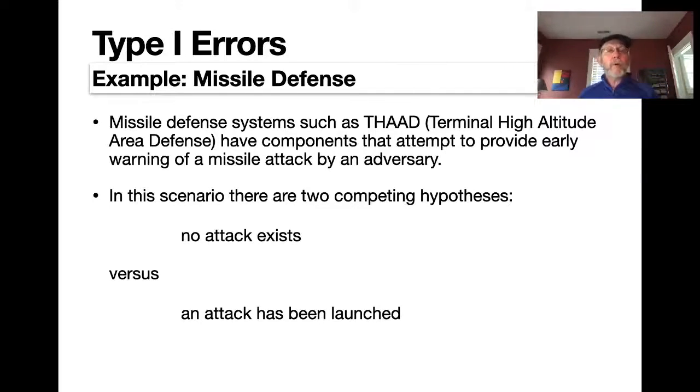Now, given what we've said about null and alternative hypotheses, which of these do you think is more appropriate to label as the null hypothesis for a significance test? I think if you think about it a minute, you'll agree that the null hypothesis should be that no attack exists. That's the normal state of affairs, sort of the hypothesis of no change, no difference, and so on. So the alternative would be that an attack has been launched.